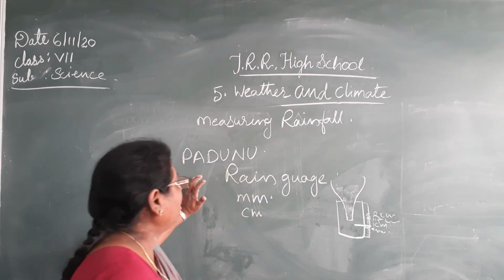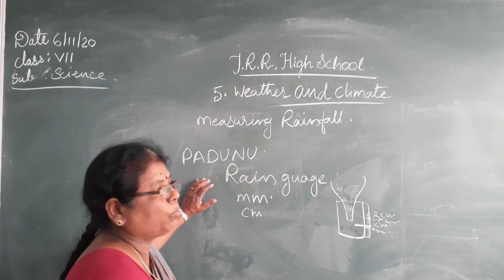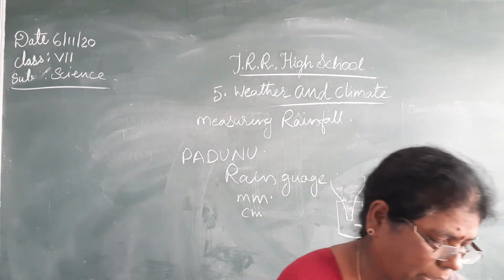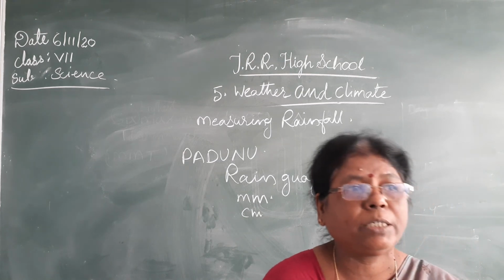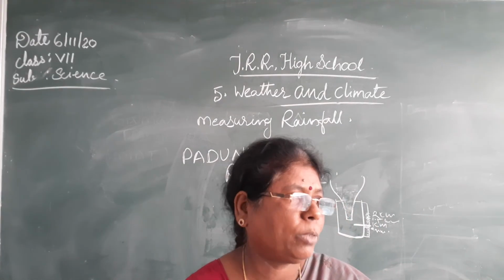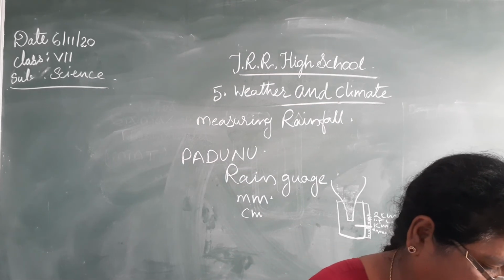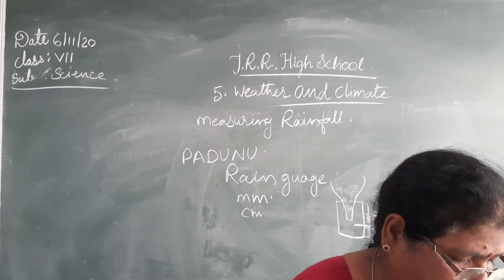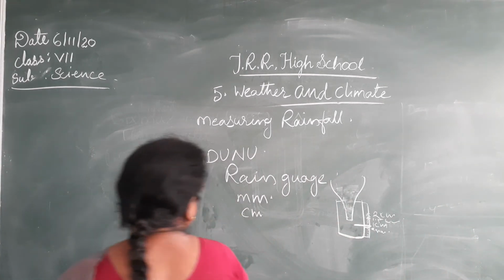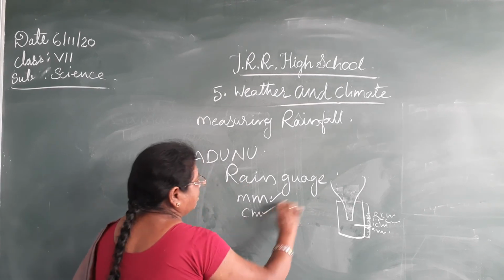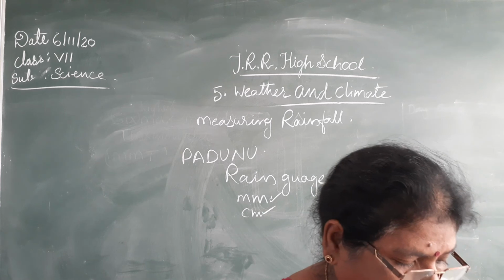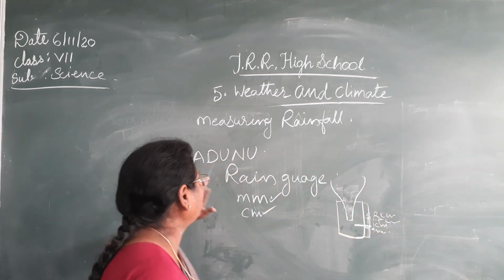So usually, how do we measure the rainfall? By using the rain gauge. The other names of the rain gauge are odometer, pluviometer and ombrometer. They can measure the exact amount of rainfall. So the rainfall will be expressed in millimeters and centimeters. Understood, children? In this lesson, up to this only.